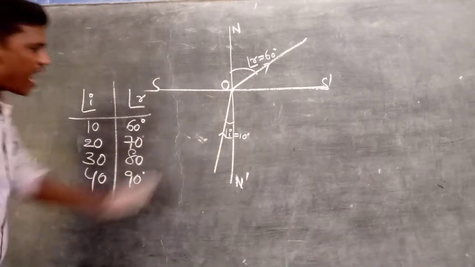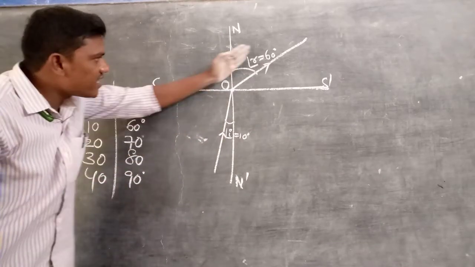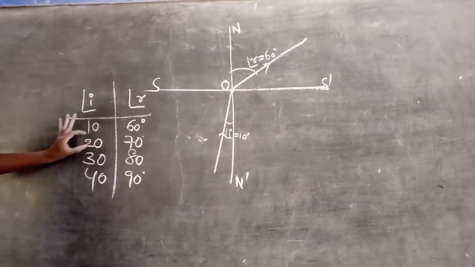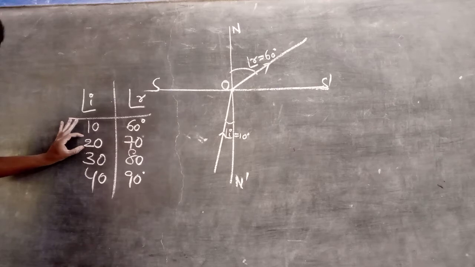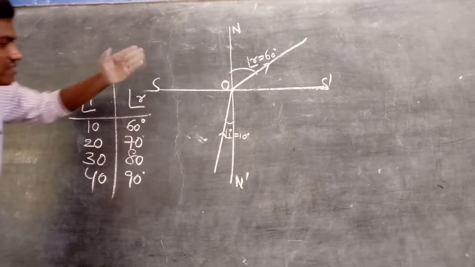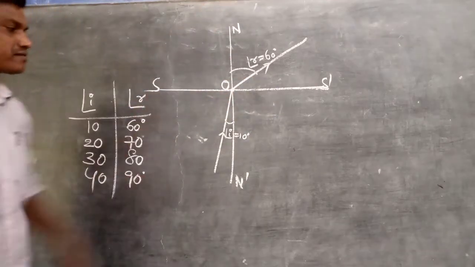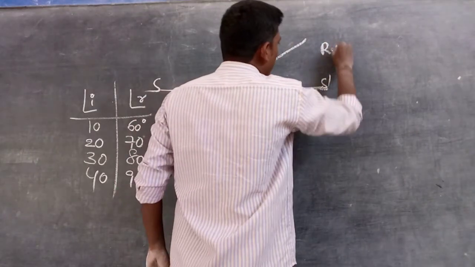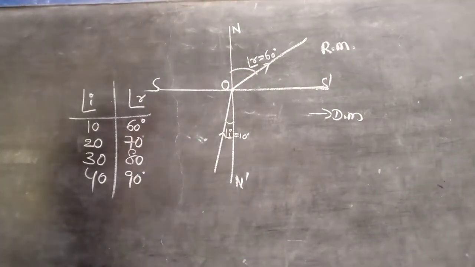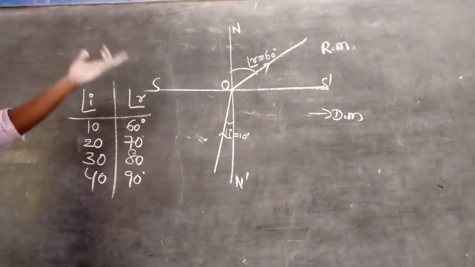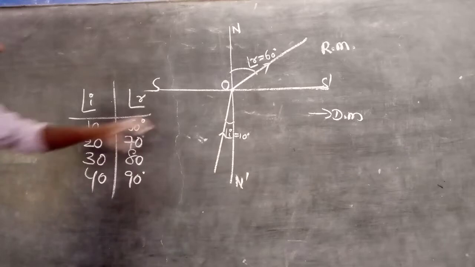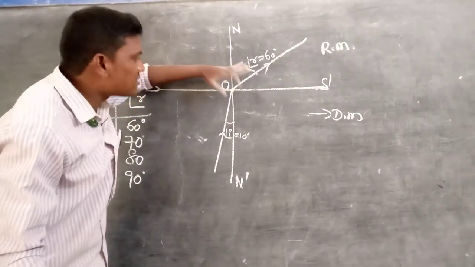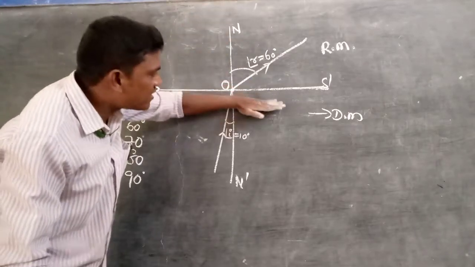So here, as the angle of incidence increases, the angle of refraction also increases, because the angle of refraction is always greater than the angle of incidence when light travels from denser to rarer medium. This is the denser medium and this is the rarer medium. In the same way, I say that during refraction, when light falls onto the refracting surface, either light travels from rarer to denser or denser to rarer.